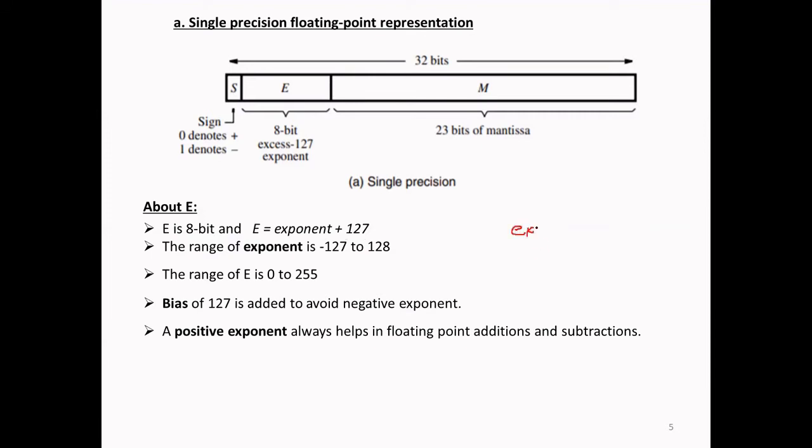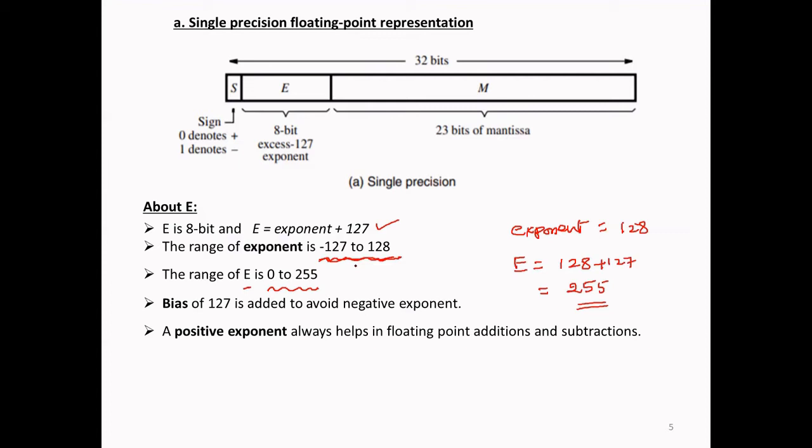Suppose the exponent, this is the original exponent, is equal to, let us say, the maximum value here, 128. So what is E now? That is exponent plus 127, that is 128 plus 127. How much is this? 255. This is the maximum range. So the range of E is 0 to 255. Actually, the range of the original exponent is minus 127 to 128.